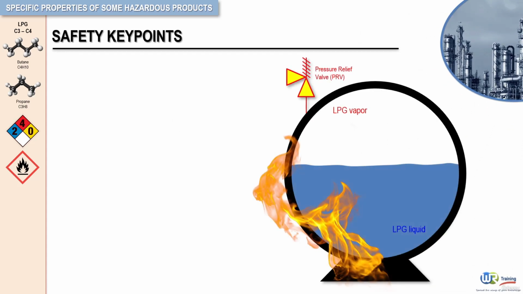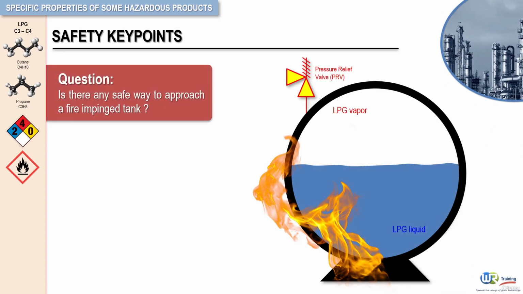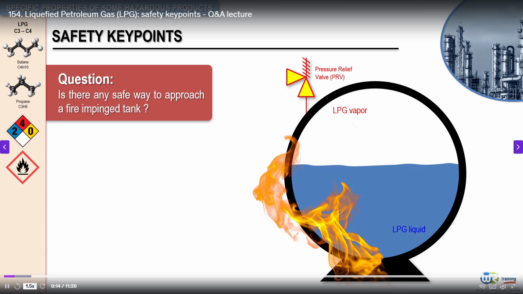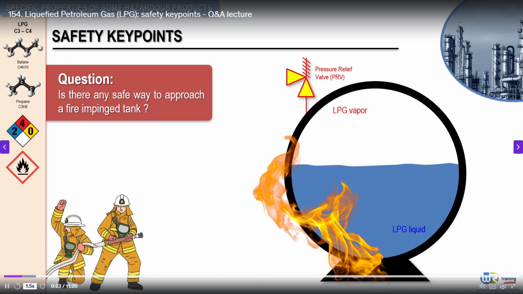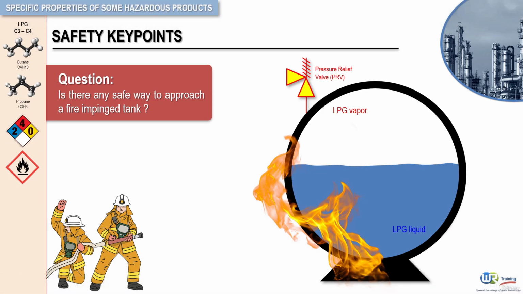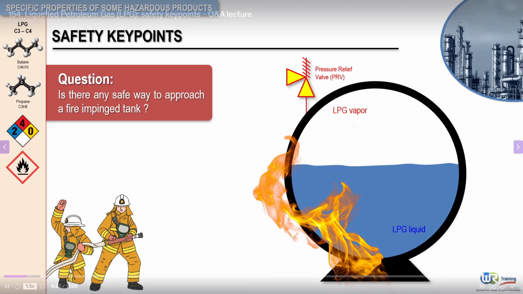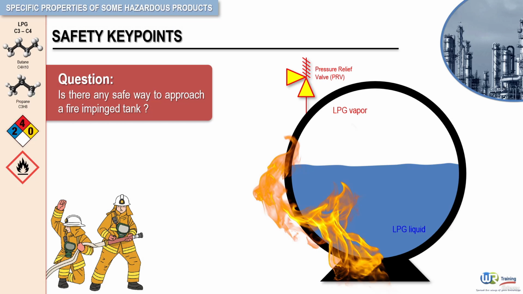Now, is there any safe way to approach a fire-impinged tank? Definitely not. As we've said, the best position to observe a damaged or fire-impinged tank is upwind and face on to the side of the tank in order to reduce the danger from projectiles and avoid any escaping vapor cloud. But always keep your distance.